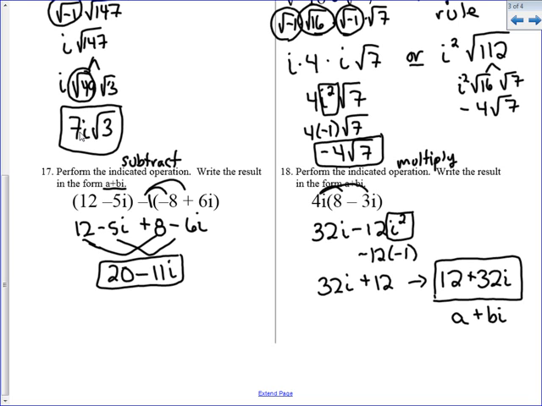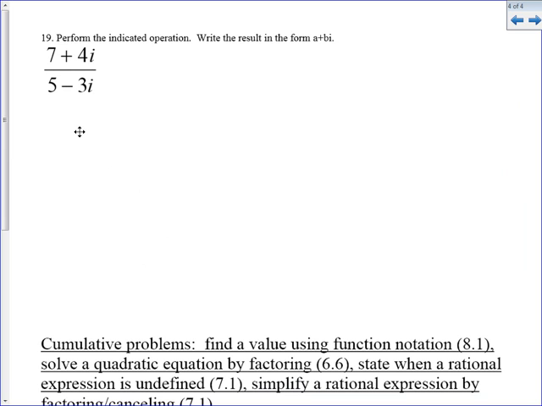And last but not least, number 19. Perform the indicated operation. Write the result in the form a plus bi. What's the indicated operation? Division. We want to divide these two. What do I need in order to divide complex numbers? Complex conjugate. Good. Now what's my complex conjugate for 5 minus 3i? 5 plus 3i. Now what do I do with my conjugate? Multiply it. Need a form of 1.